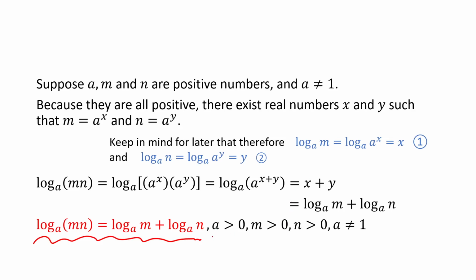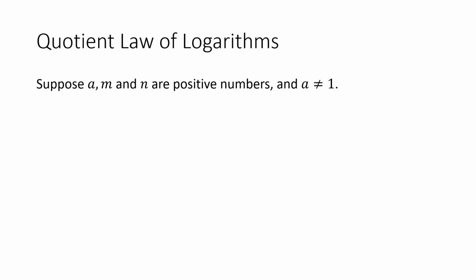And as with all logarithms, the base of the logarithm must be positive and cannot equal 1, and the arguments of the logarithm, i.e. the thing that we're taking the log of, they have to be greater than 0. Okay, that's the product rule of logarithms.